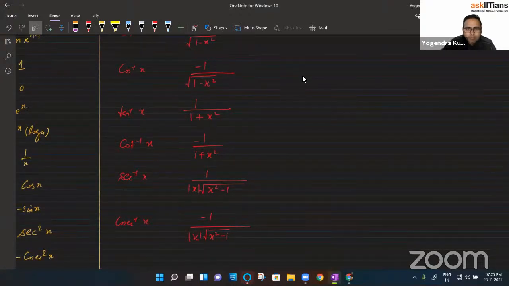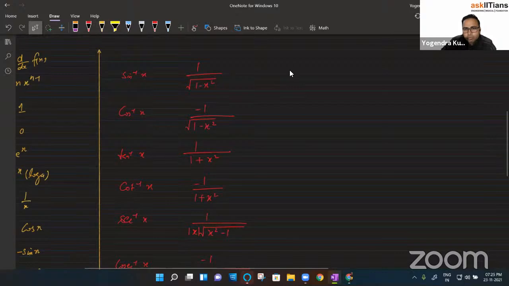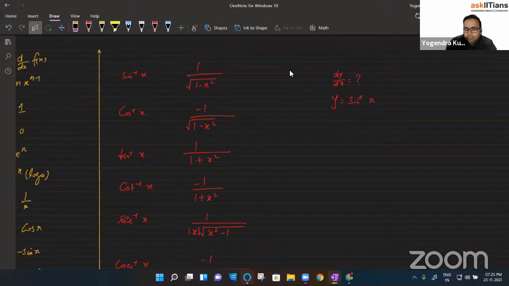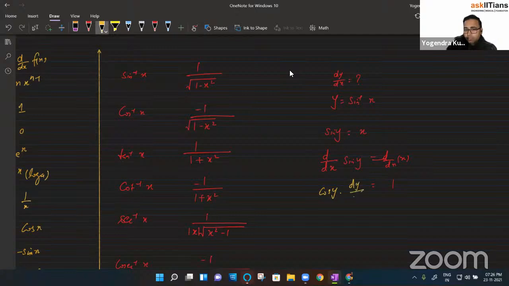Correct. So see, for sine inverse, I can show y is equal to sine inverse of x. What I need to find out is dy by dx from here. If I take sine of both sides, because both sides are angles, sine of y will become x. Now differentiate both sides: d upon dx of sine y and d upon dx of x. This side it is 1. And what is the derivative of sine y? Cos of y, but y is a function of x, so dy by dx.